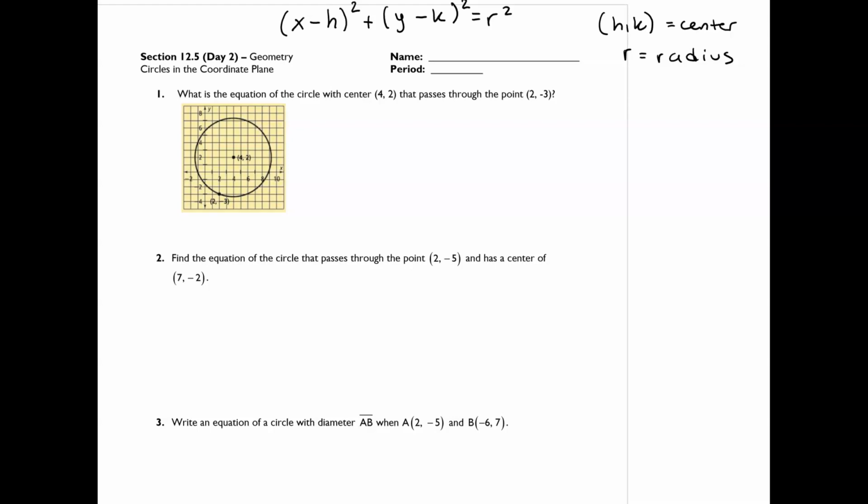Looking at this first one, what is the equation of the circle with center (4, 2) that passes through the point (2, -3)? First things first, they have given us the center, so we know our h and we know our k. The thing is, though, we don't know the radius. That is our goal right now. We have to calculate our radius, or more realistically, our r squared for our equation. Given that we know the center, let's write down what we know right now: x minus 4 squared plus y minus 2 squared is equal to whatever the radius is squared.